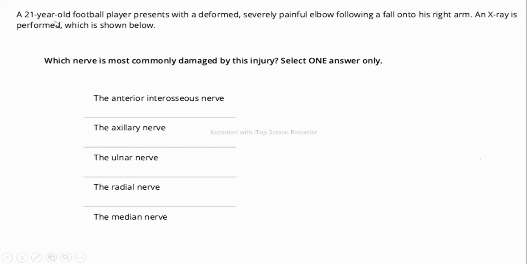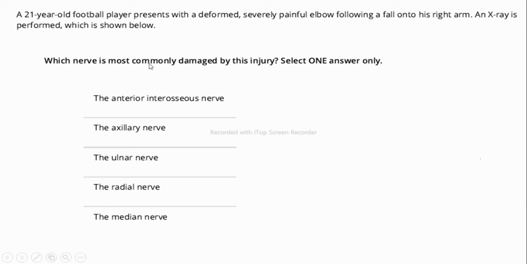21, football player with a deformed, severely painful elbow. So in the scenario, check shoulder or elbow or knee. Fall onto his right arm. What does it mean, fall onto his right arm? Outstretched. Yes, so most likely dislocation. X-ray is performed, which is shown below. I forgot to put the X-ray. Anyway, it will be posterior dislocation.